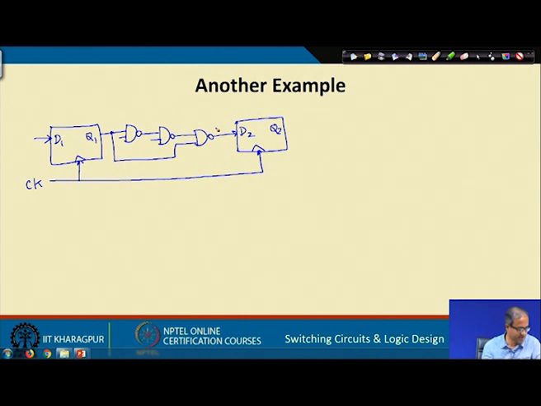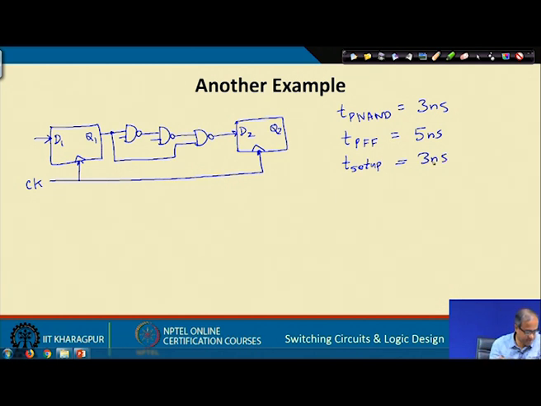Consider a scenario like this and assume that the propagation delay of a NAND gate, TP NAND, is 3 nanoseconds, the propagation delay of a flip flop is 5 nanoseconds, and the setup time is also 3 nanoseconds.